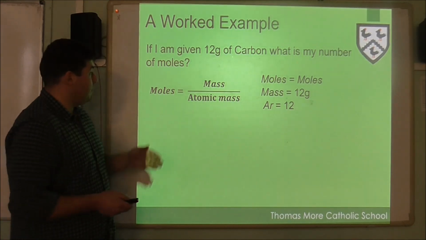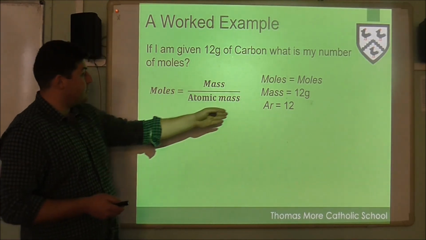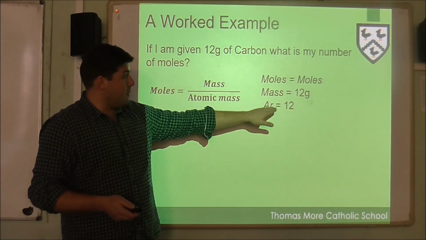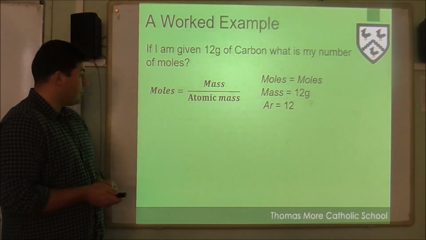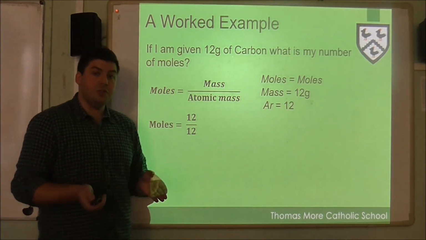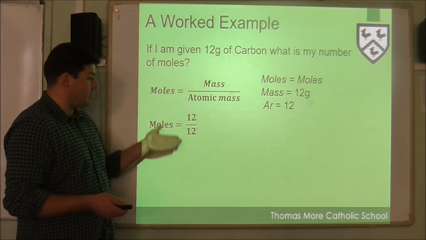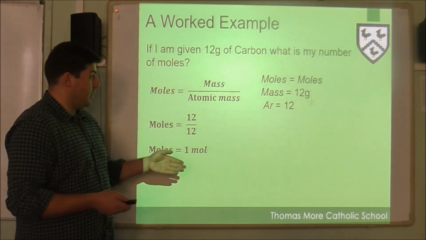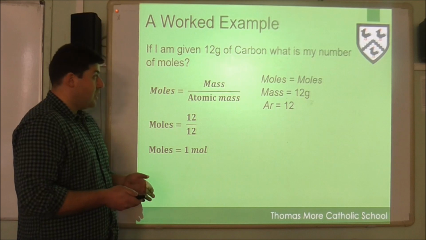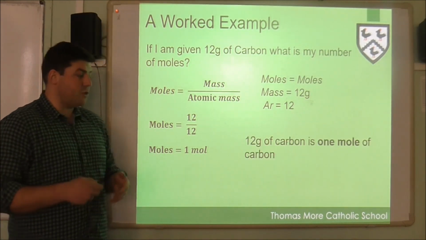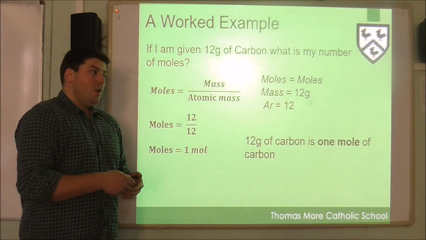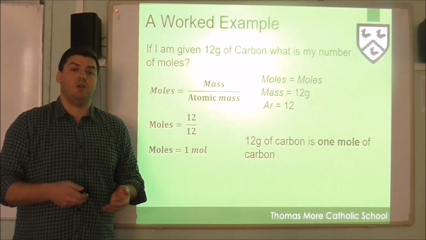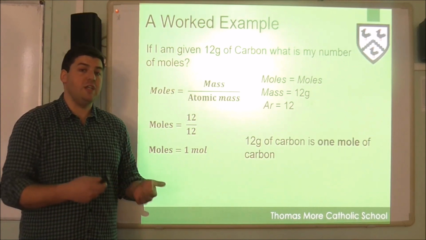You then write out what you have. Here we don't have moles, that's what we're trying to calculate. We have a mass of 12 grams, and using our periodic table, we've looked at the atomic mass of carbon, which is 12. You then substitute the numbers into your equation. So moles is equal to 12 divided by 12. Moles equals 1 mole. We know that from our units from the previous equation. What that means is that 12 grams of carbon is 1 mole. You can have a play around with this, but what you'll notice is, for example, 16 grams, which is the atomic mass of oxygen, is 1 mole. 1 gram of hydrogen is 1 mole.